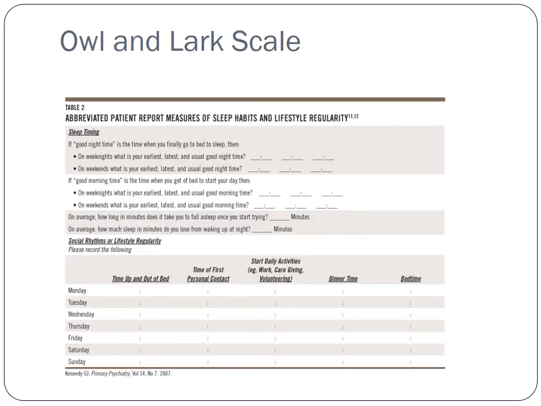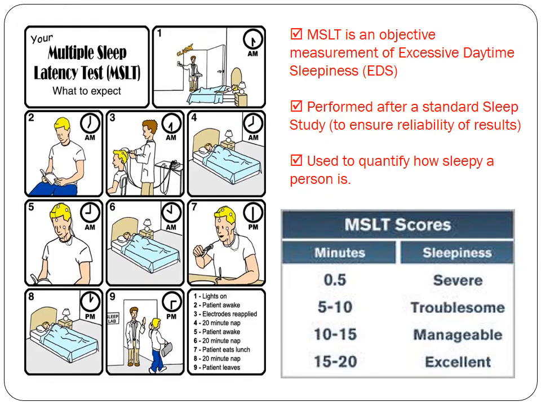Owl and lark scale. Again, this kind of tells if someone is more of a morning person or more of a nighttime person, and it kind of goes through what you do each day and what time of day you like to do it, whatnot. Let's go on to our next slide.